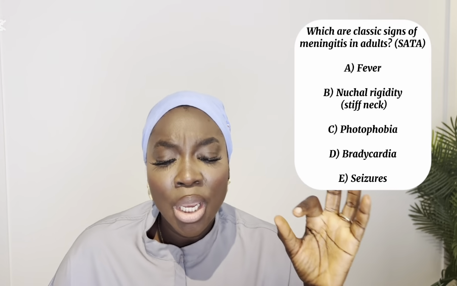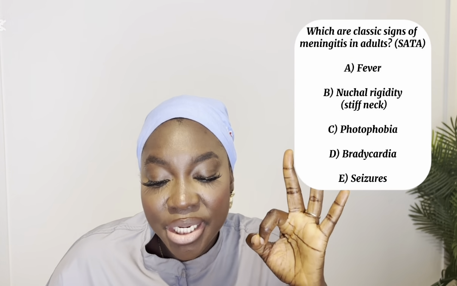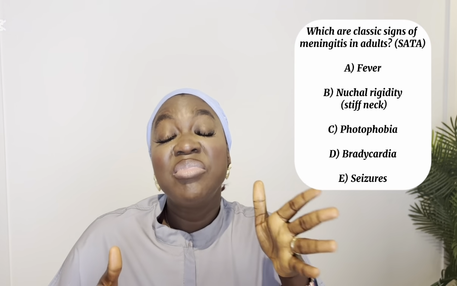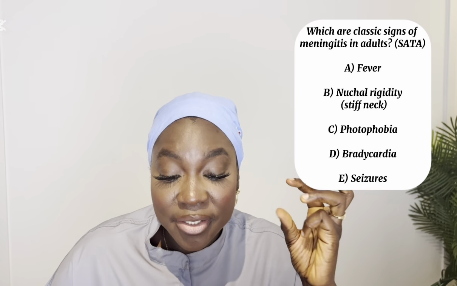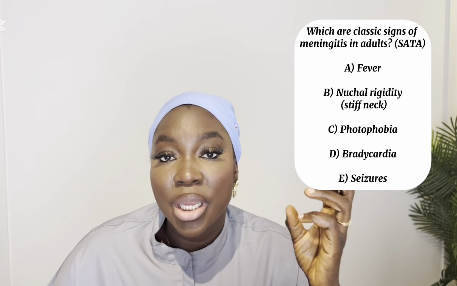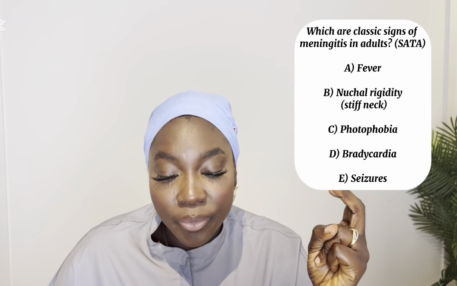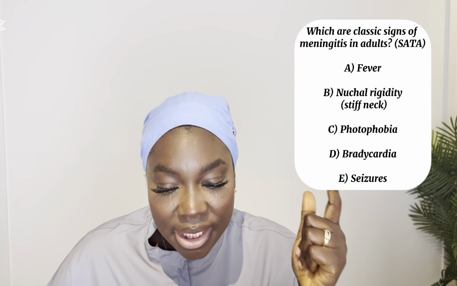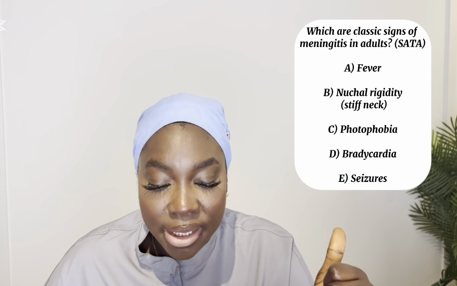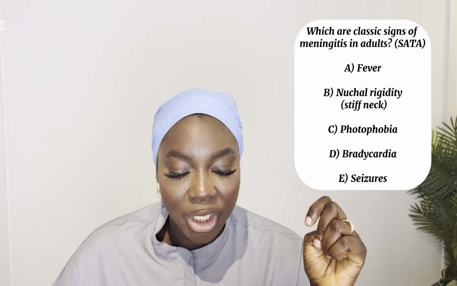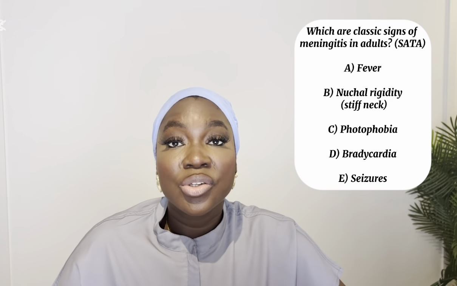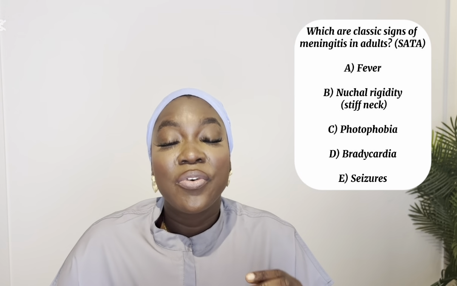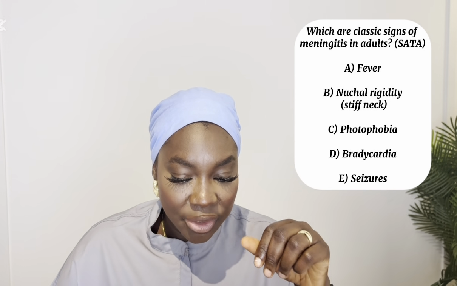Now let's move on. Which are classic signs of meningitis in adults? Because you can see meningitis in infants too, and this is also select all that apply. Okay, A says fever, B, nuchal rigidity, which is stiff neck, C, photophobia, D, bradycardia, and E, seizure. Now, since it's select all that apply, we treat it as true or false. Now, all they're asking us for is signs and symptoms you will see in meningitis. Now, let's go through it together.